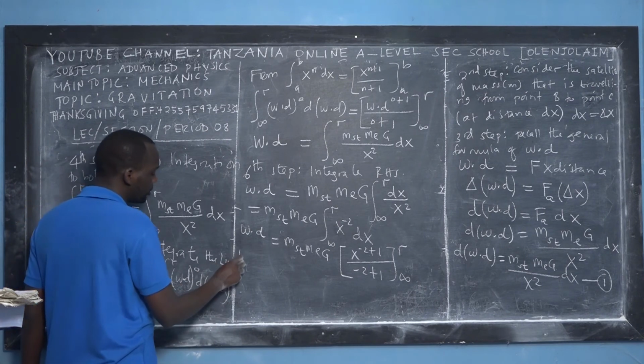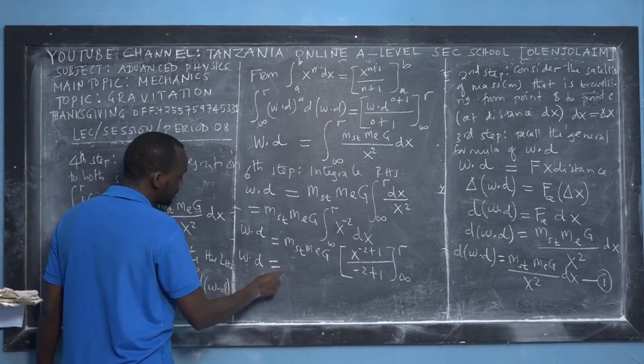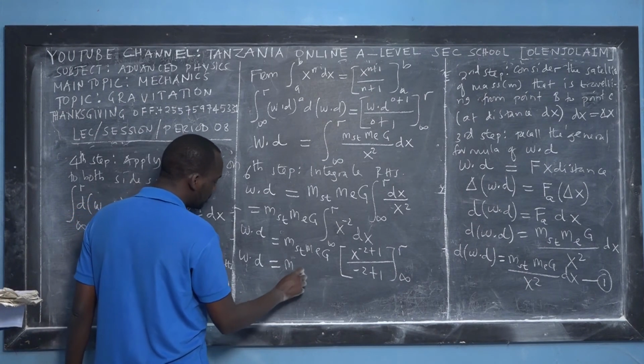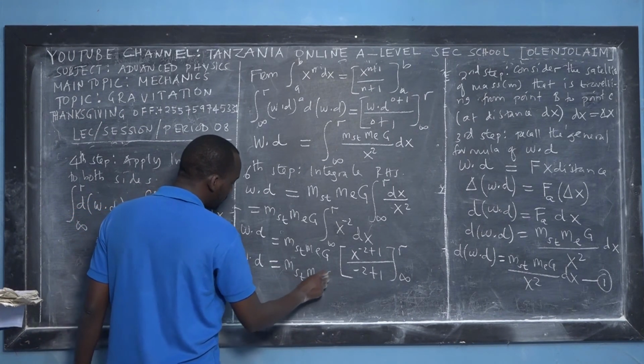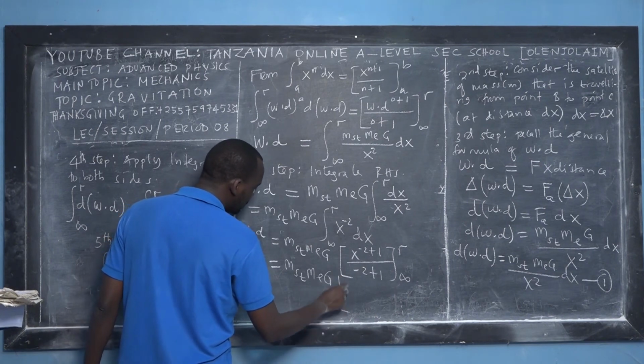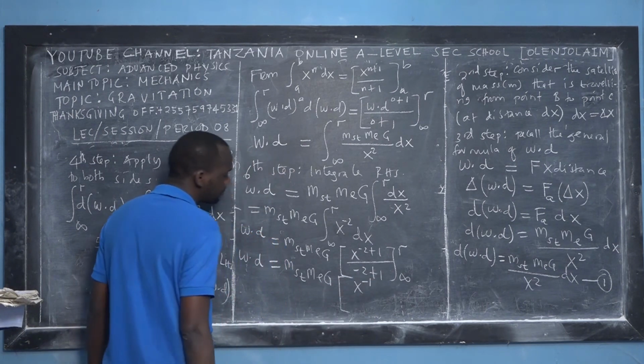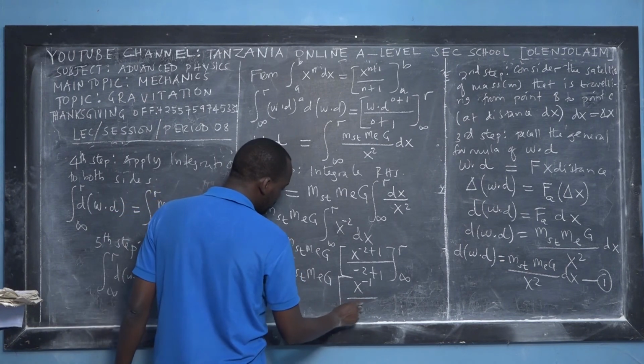Then what happens? We say that the work done required to remove the satellite is the mass of the satellite, mass of the S, universal gravitational constant, then x power negative 1 over negative 1.